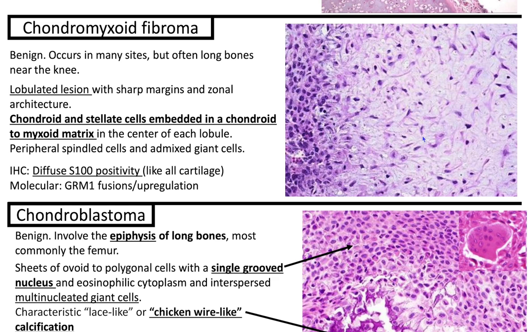We're doing good. So chondromyxoid fibroma, this is benign. It occurs in many sites, but often the long bones near the knee. It's going to be seen as lobulated lesions with sharp margins and zonal architecture. You'll see chondroid and stellate cells embedded in a chondroid to myxoid matrix in the center of each lobule. In the peripheral area, you'll see spindle cells and admixed giant cells. On IHC, you'll have diffuse S100 positivity, like all cartilage, and molecularly, you'll have a GRM1 fusion with upregulation.